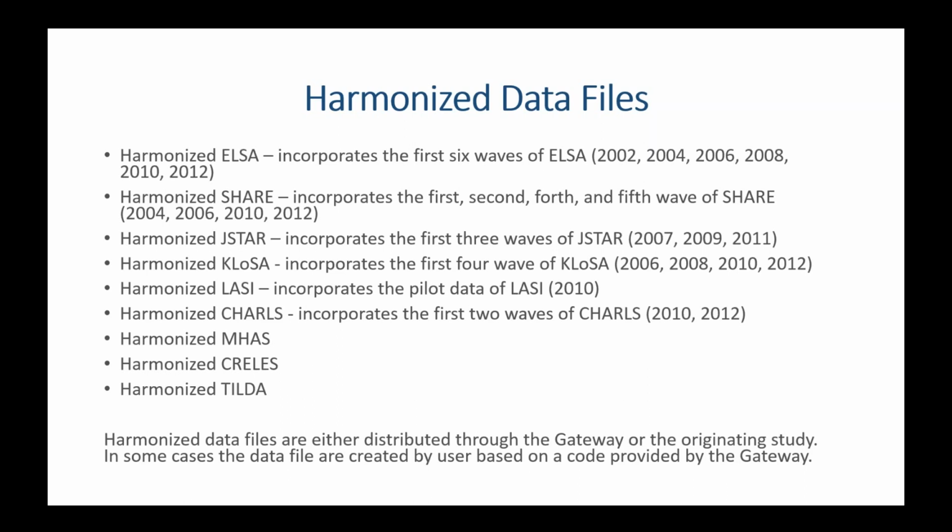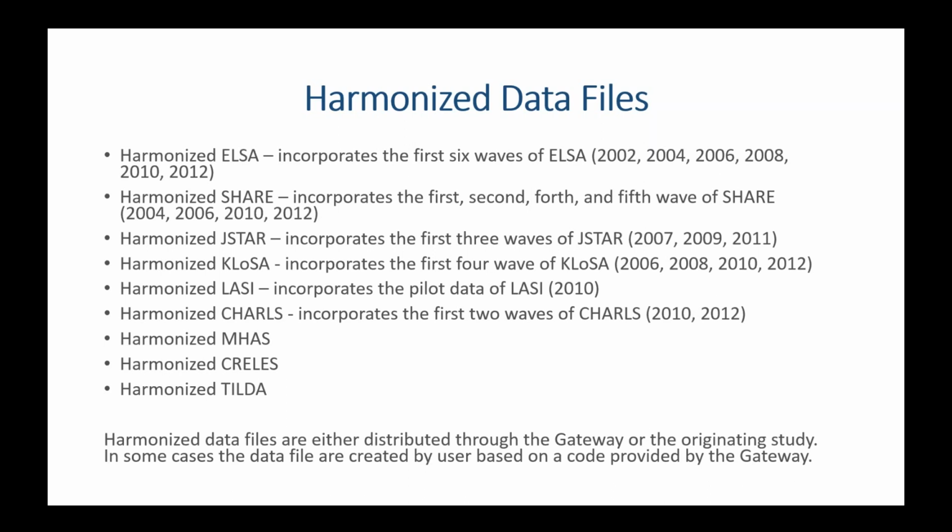So here's the list of currently available harmonized data files. We have the harmonized ELSA, which incorporates the first 6 waves of ELSA, 2002 to 2012. The harmonized SHARE, which covers the first through the 5th wave of SHARE, excluding their 3rd wave, which was a life history, not a core interview wave. Harmonized JSTAR for Japan, that's 3 waves of JSTAR. Harmonized KLoSA for Korea, that's 4 waves of Korean data. Harmonized LASI, which is the pilot data of LASI. The harmonized CHARLS, which is the first 2 waves of CHARLS with Chinese data.